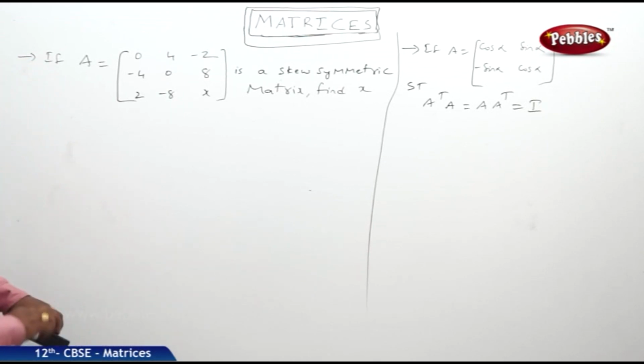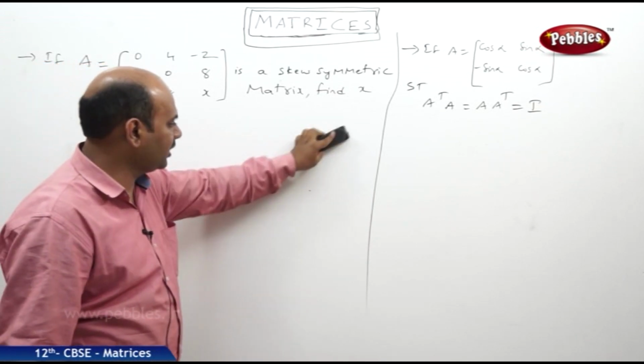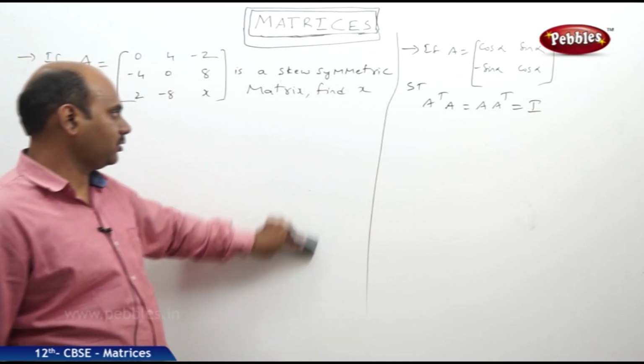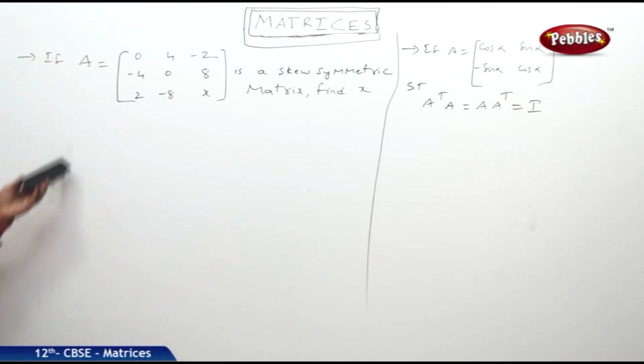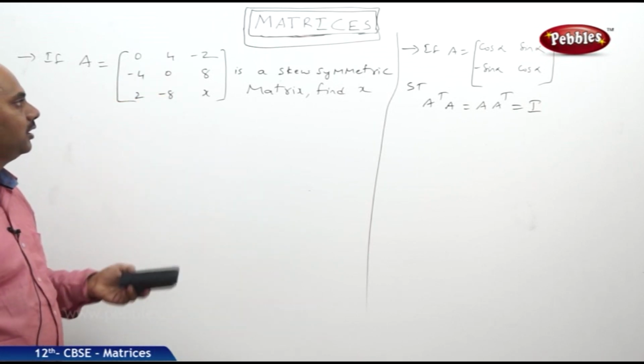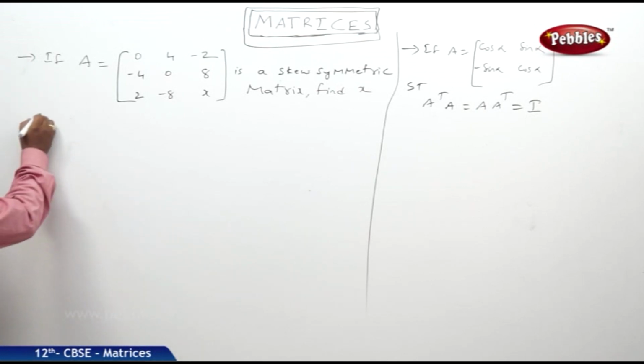Now we shall be seeing some problems based on skew symmetric and symmetric matrices. This kind of question they will be asking in competitive exams, and in our CBSE they will be asking very short answer questions. If A is equal to 0, 4, minus 2; minus 4, 0, 8; 2, minus 8, x is a skew symmetric matrix, find the value of x.